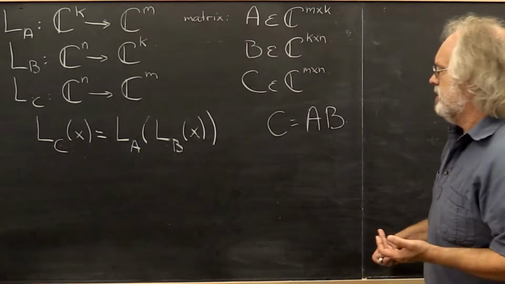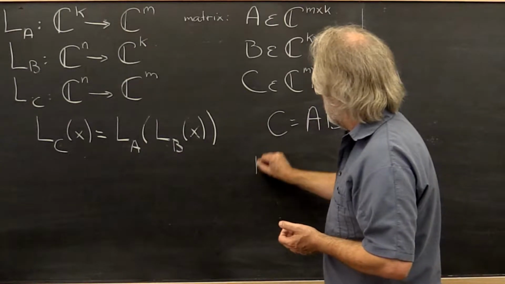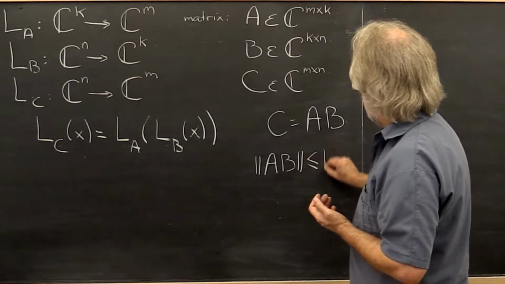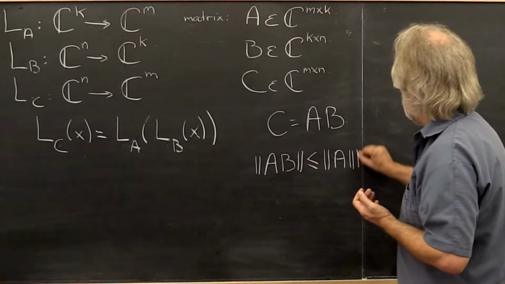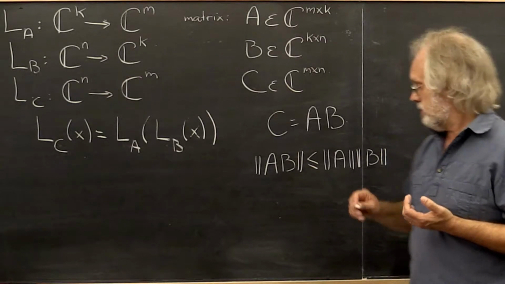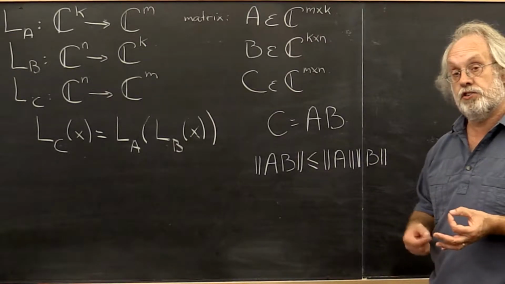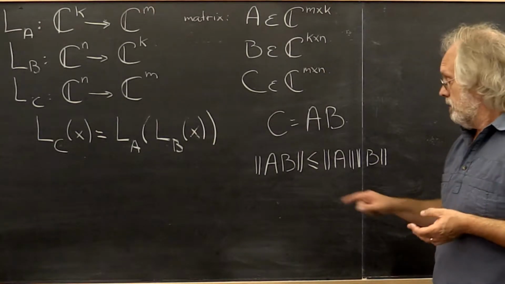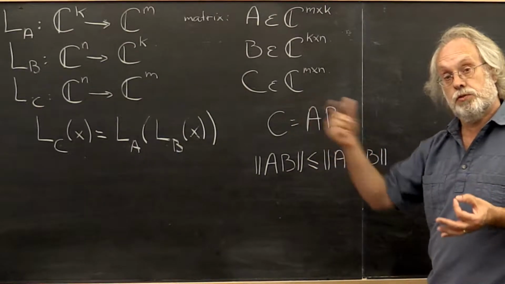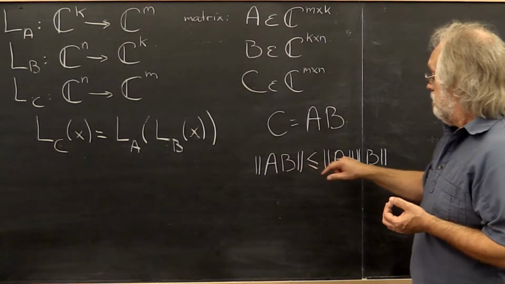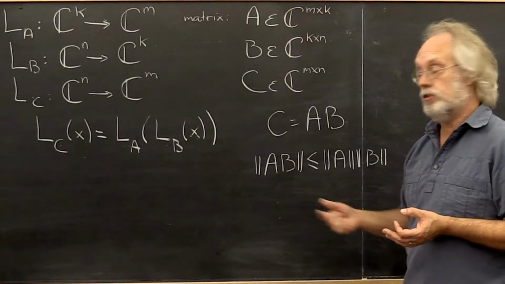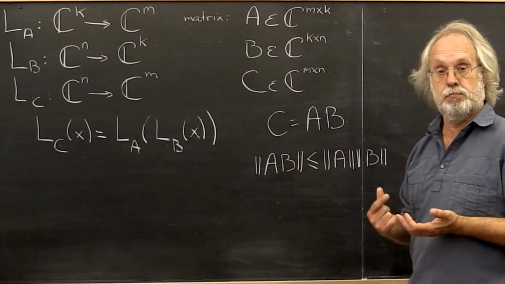How do we capture that? We would like our norm to have the property that the norm of A times B is no more than the norm of A times the norm of B. Right? The norm of B measures the maximal stretching that B can do. The norm of A measures the maximal stretching that A can do. Multiply them together. We want something bigger than the net stretching that the matrix that results from multiplying A times B does.